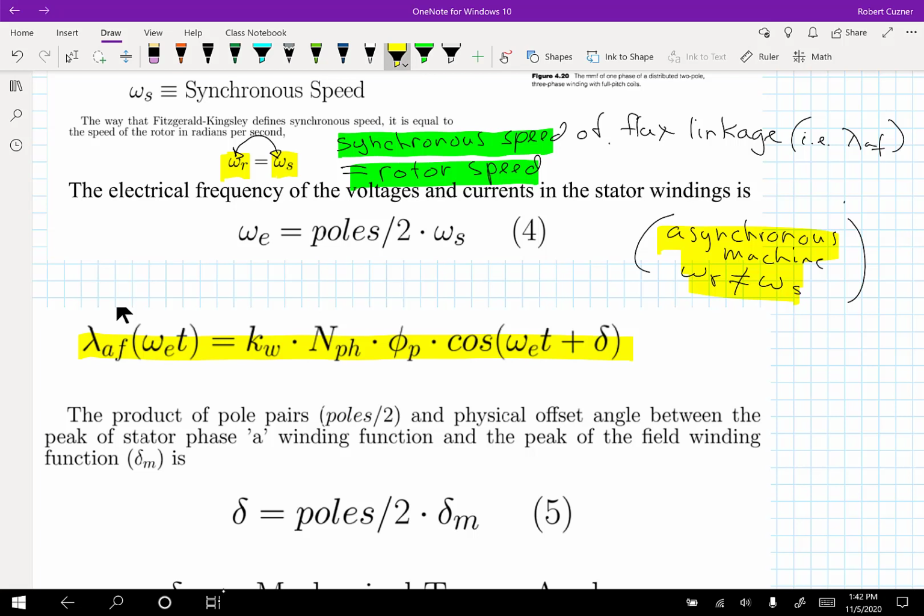Furthermore, since the synchronous speed is equal to the rotor speed, it follows that the electrical angular frequency, omega E, that we're so familiar with, omega E again is 2 times pi times the electrical frequency associated with, say, a supply if this was a motor, or the generated voltage if it was a generator, is related to the synchronous speed by the pole pairs. So multiply the synchronous speed times pole pairs and you get the electrical frequency.